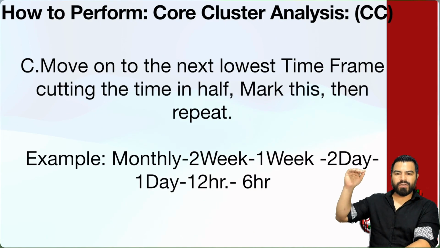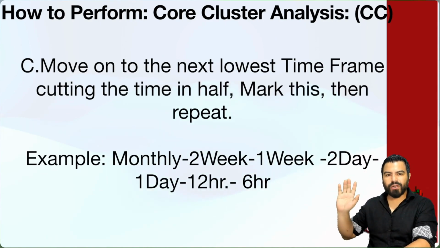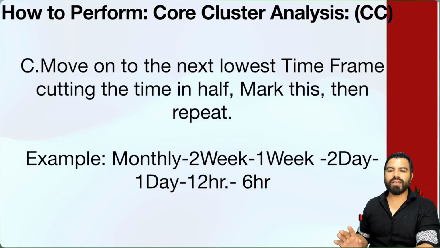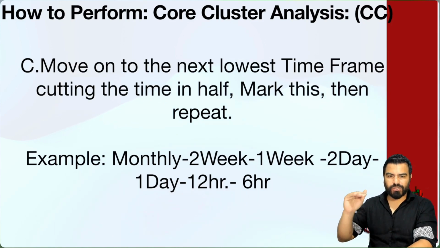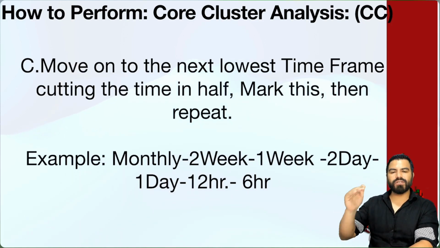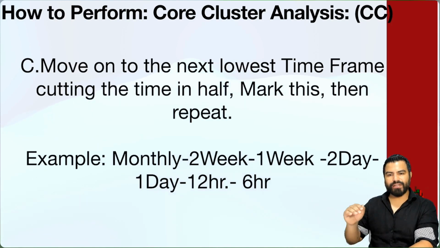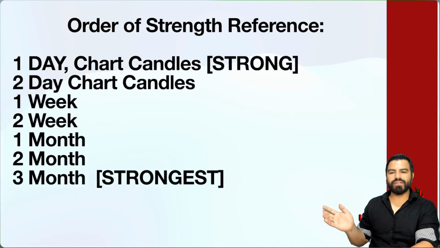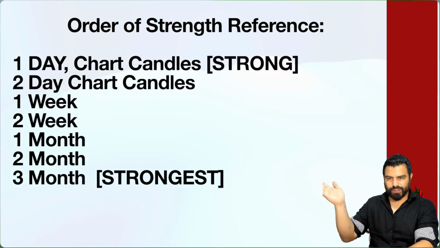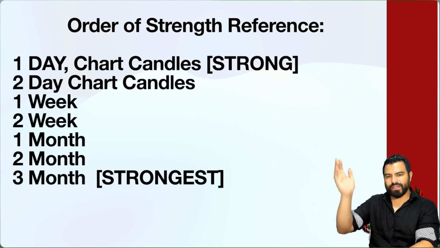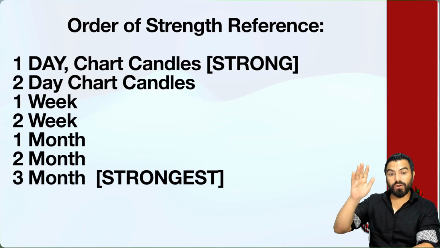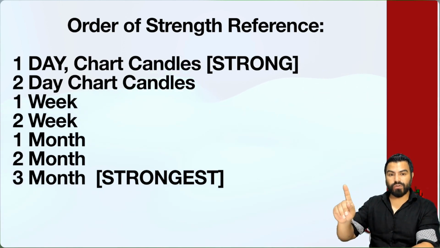When it comes to the time, we're going to go to the next time frame, cutting the time in half, marking this time, and then repeating the process. Monthly to a 2-week, 2-week to a 1-week, 1-week to a 2-day, 2-day to a 1-day, 12 to a 6. As an easy order of strength reference, we have 3 months being the strongest, then 2, 1, 2-week, 1-week, 2-day, 1-day. And then 12, 6, cut the time to 3 or 4, and then 2 hour, and then 1 hour.